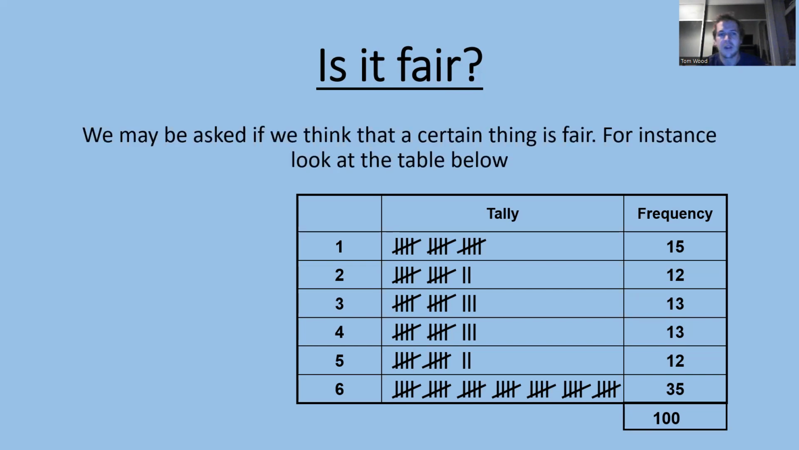So we might be asked in functional skills to state if we think something is fair or not. There are some other words that are used, obviously unfair, bias, loaded, rigged, things like this. You won't tend to hear the more colloquial ones, but we might see the word bias being used. That just means unfair, essentially.